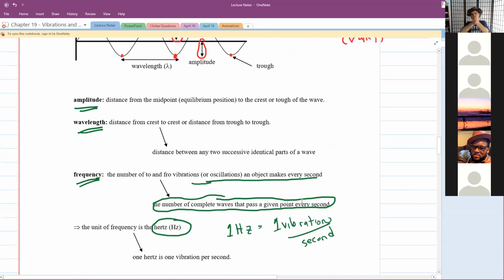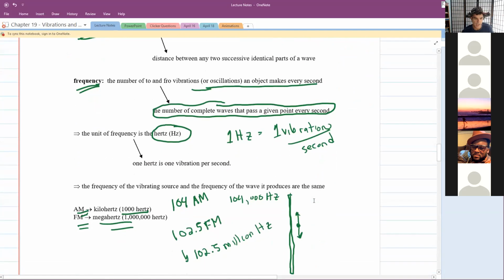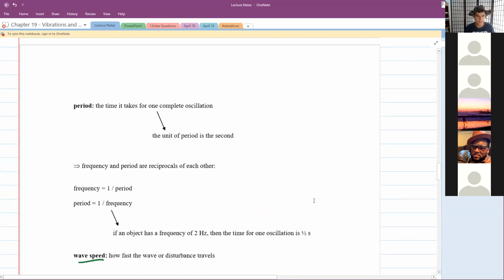Okay, so amplitude, height of the wave, wavelength, how long the wave is, frequency is how many waves would be passing a given point every single second. And the last one besides wave speed is period. Period is how long it takes for one complete oscillation or one complete up and down motion. So period is a time, and we measure it in seconds.